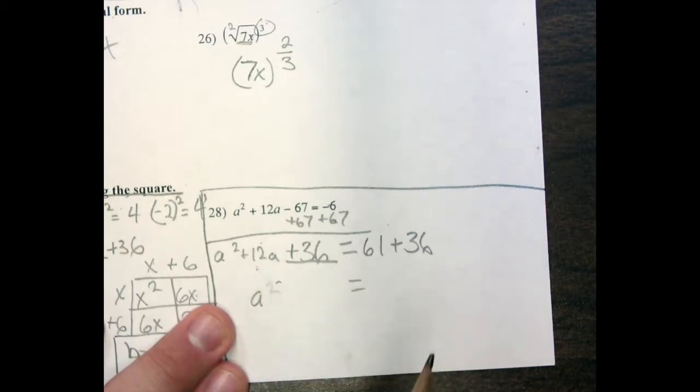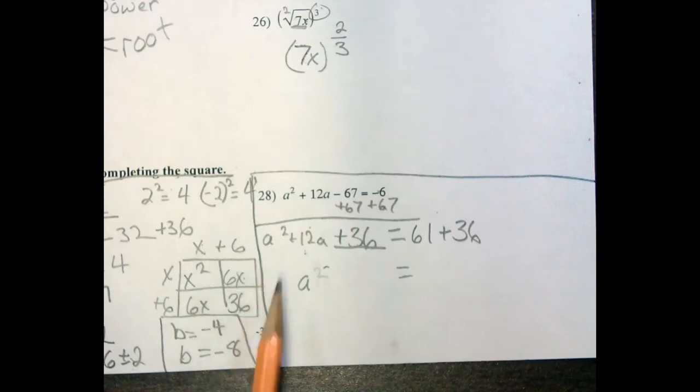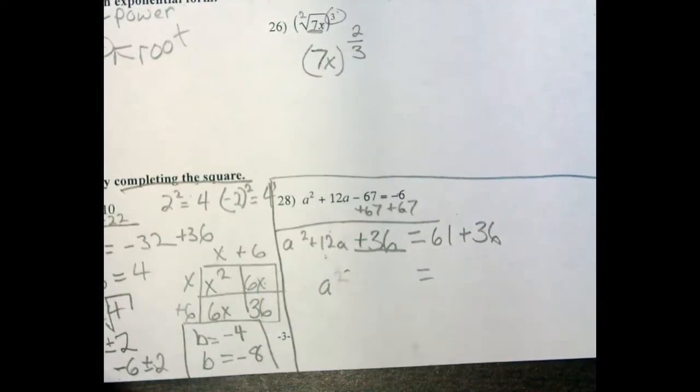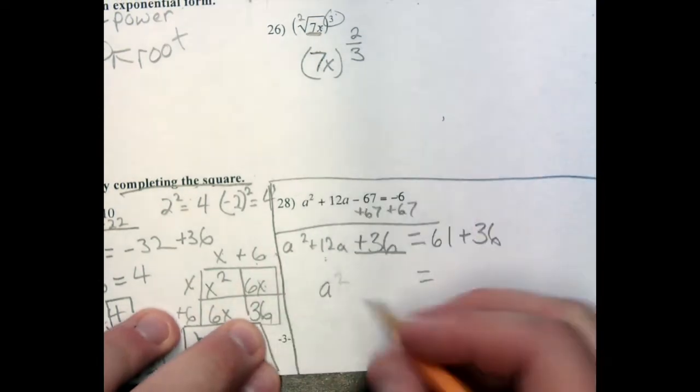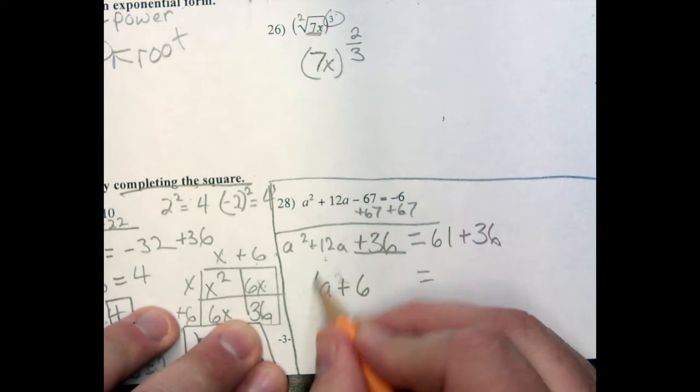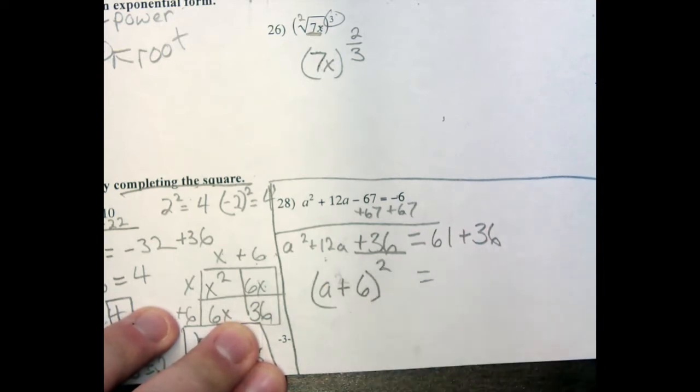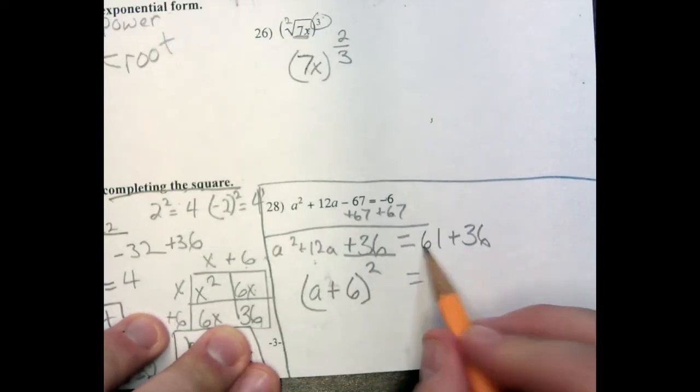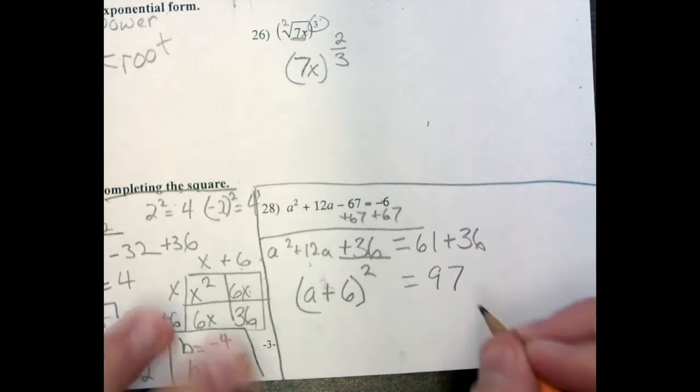Okay. The reason we do that, if you look at this previous problem, I've got 12. Well, what's 1/2 of 12? 6. Right? Because it's going to be half, and then you square it to get the third term. So you're creating a perfect square by following that algorithm. So this whole thing becomes a plus 6 squared, and then this becomes 97.